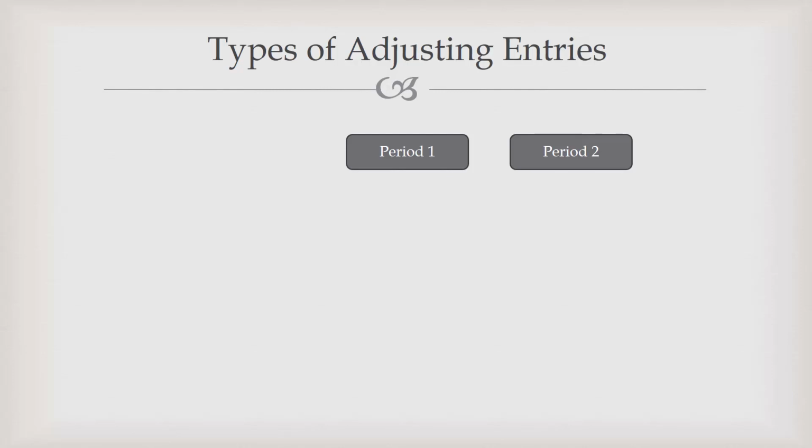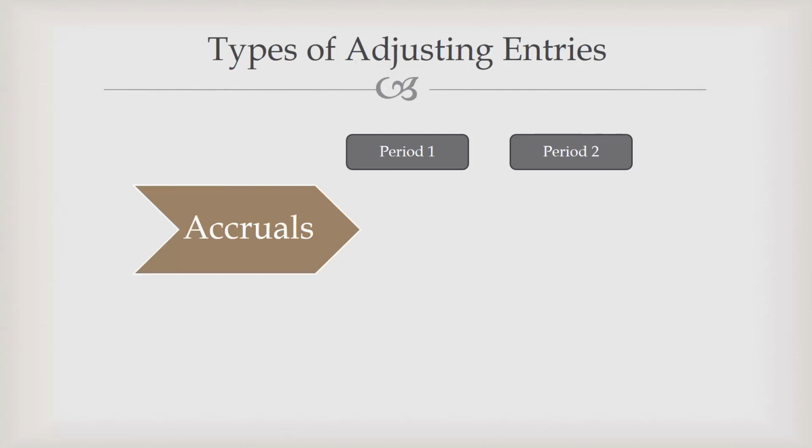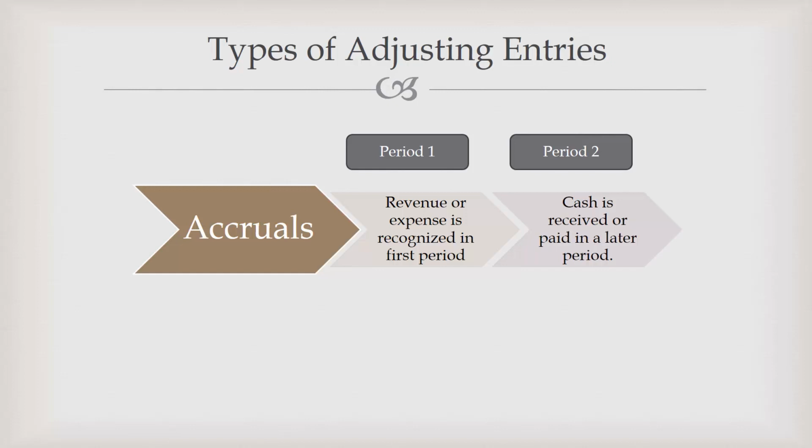Okay, now we have gone through our accrual types of adjusting entries, and you'll notice that in our accruals, the revenue or expense is recognized in the first period, and that's when we do the adjusting entry, even though the cash is going to be received or paid in a later period.